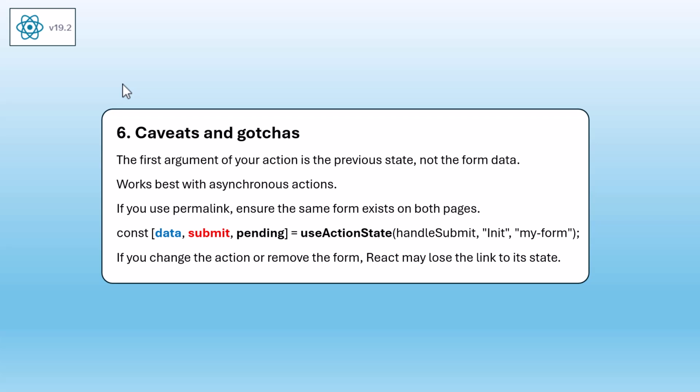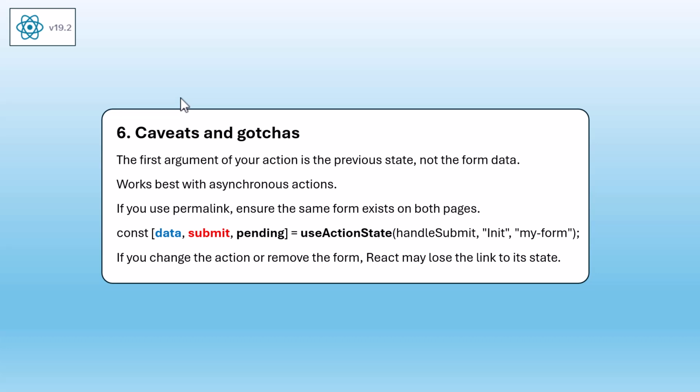6. Caveats and gotchas. Because the action function receives the previous state as its first parameter, you must adapt your logic accordingly. If you ignore this, you may lose your form data or misinterpret the arguments. In environments without server components, or where you treat this just as local state, useActionState essentially behaves like React local state. So you lose less, but you also may gain less.